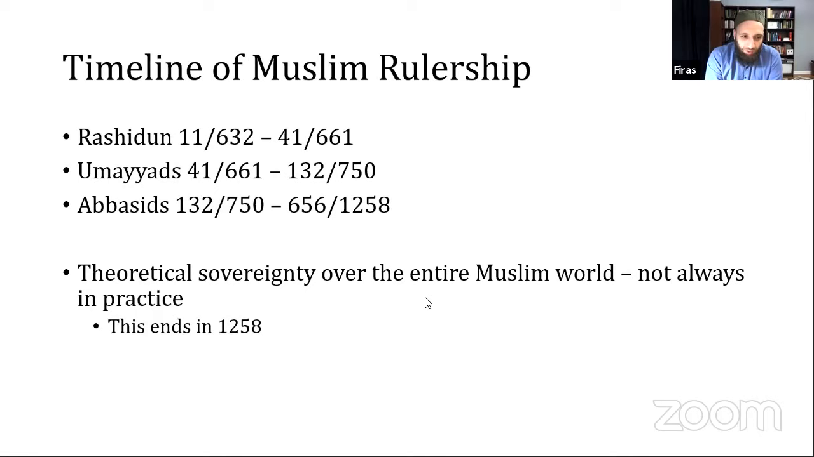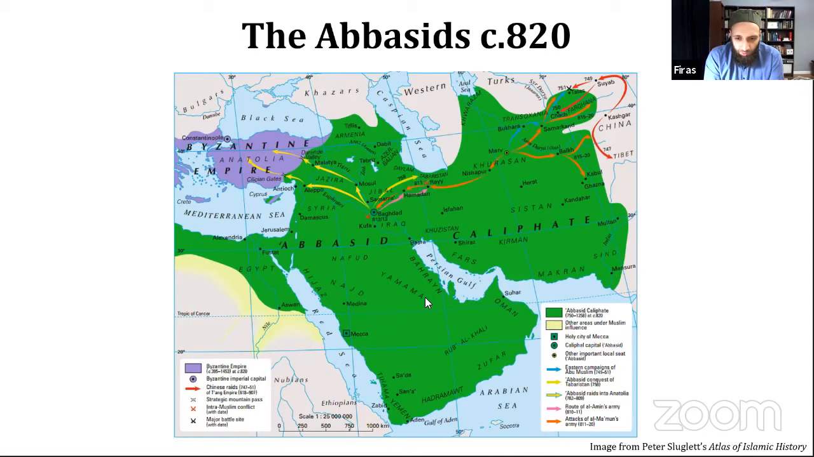So we can take a look at this map right here, really quickly, of the Abbasid Khilafah around the year 820. We can see their capital in the city of Baghdad, and everything that is green on this map is, for the most part, under the direct control of the Abbasid Khilafah. Off the western side of this map, quite a bit away, you would have the Umayyads in Spain who are not under the control of the Abbasids, but for the most part, we can just understand that the Abbasids are in charge of everything.